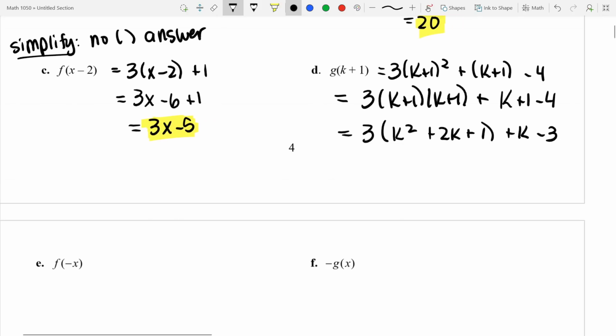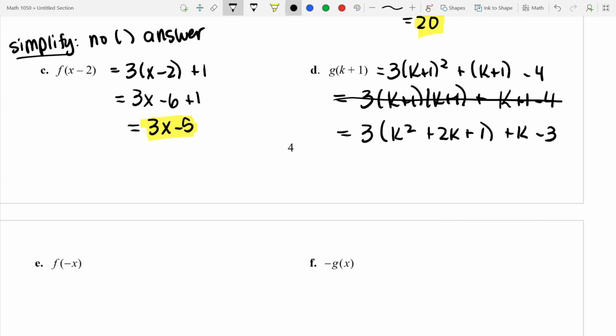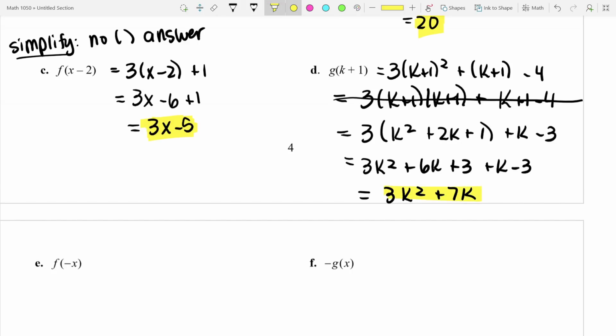See this line right here? You don't have to show that step. You can know that you have to do k plus 1 squared, and you can do it in your head, and you can go straight to that line down there. Now I'm going to distribute. So I have 3k squared plus 6k plus 3 plus k minus 3, combined 3k squared plus 7k. The plus 3 and the minus 3 go away. There's my answer. Highlight it, and I'm done.